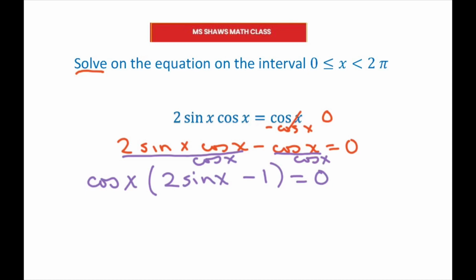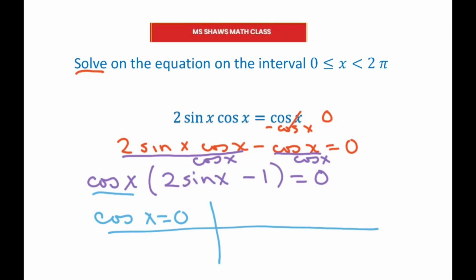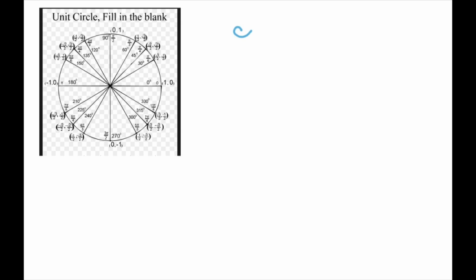Now let's solve for this. We're going to take this piece, cosine of x equals 0. And this piece here, we're going to have 2 sine of x minus 1 equals 0. And solve for sine. So you add the 1 and divide by 2. So you can get sine of x. When you add the 1, you get 1. Then we're going to divide by 2. It's 1/2. So basically, we have cosine of x equals 0.